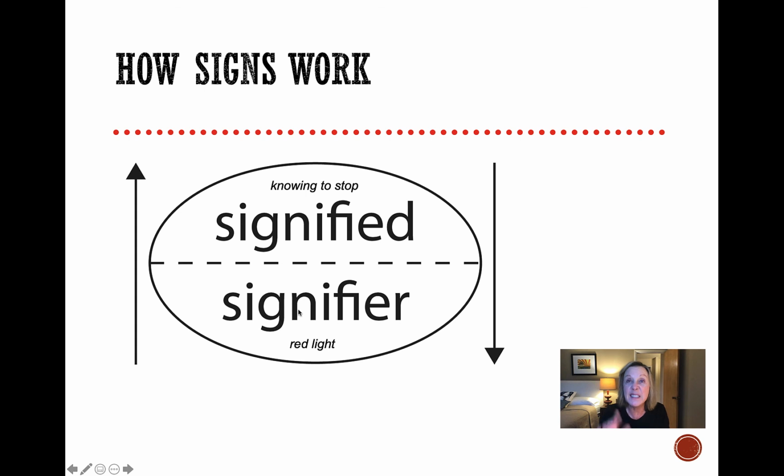So the signifier is the dog barking. The thing it signifies is stop. So a signifier is the sign, and the signified is what the sign tells you or gets you to do. Okay? The signifier is the sign.